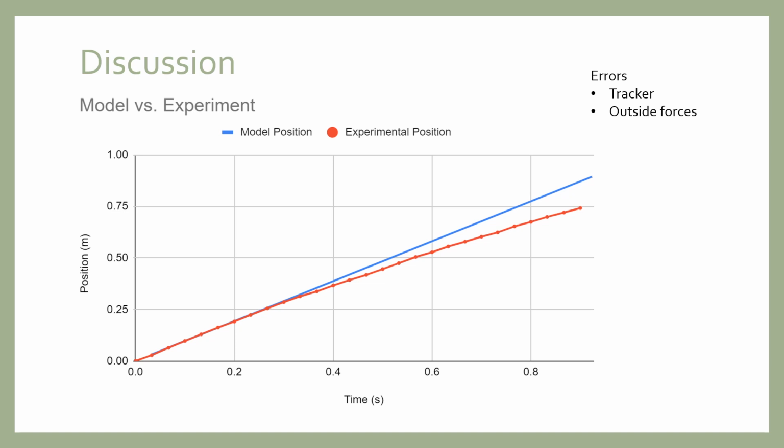However, besides outside forces, video quality and Tracker human error are possible sources of error, which could also contribute to this deviation. For example, I used the front edge of the cart as my point in Tracker, and it was difficult keeping the point consistent in each video frame, and this inconsistency may have resulted in an error.